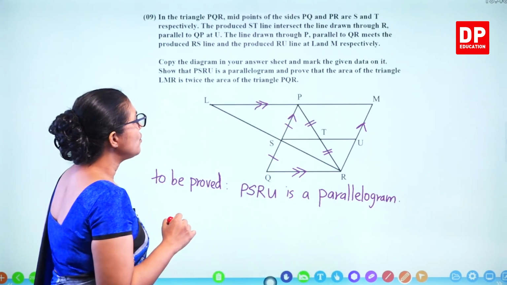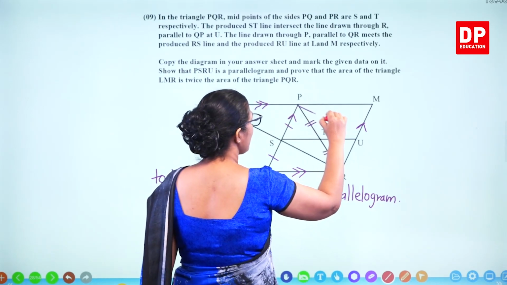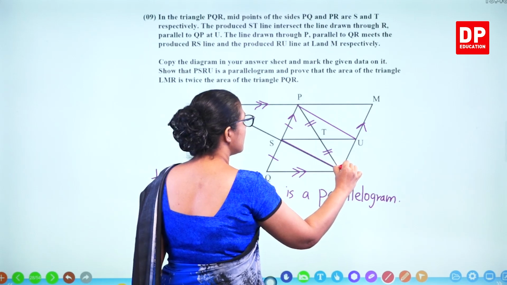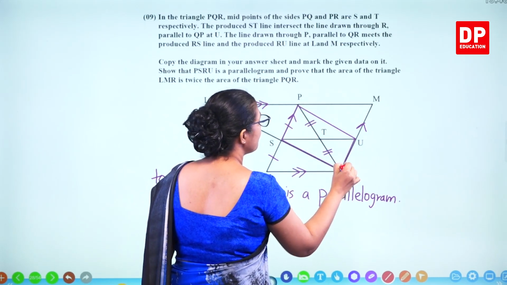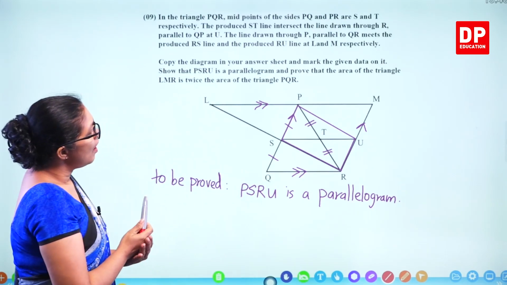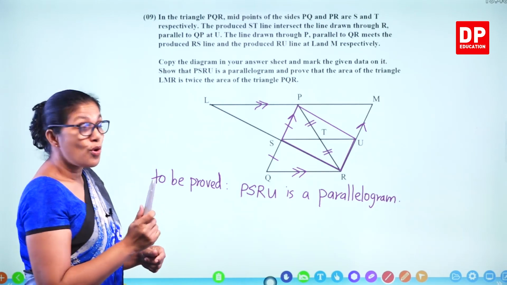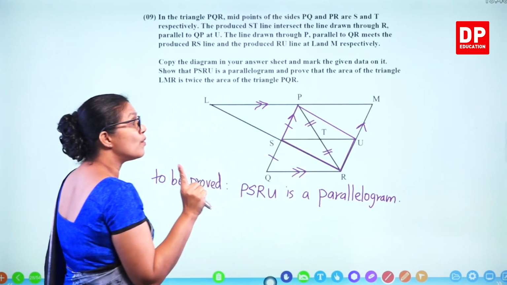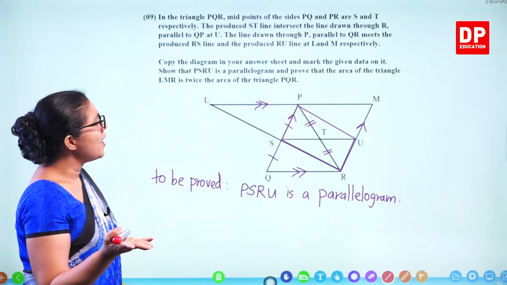So how can we do that? We'll draw it and see. Here PS, these two and this one. How can we show that? If we can show that these two lengths are equal, we know diagonals bisect each other. That's a parallelogram.